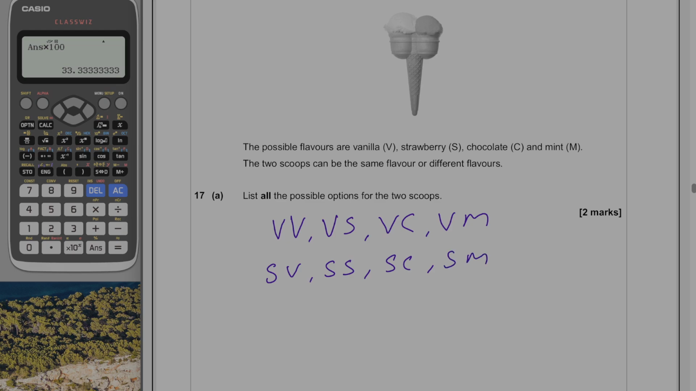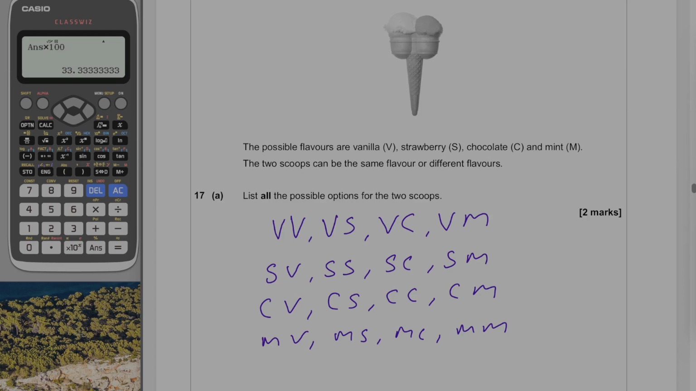Then C and a V, C and an S, C and a C, and then C and an M. And then my final ones are all starting with mint: M and a V, M and an S, M and a C, M and an M. So that's the listing. And just again, the 2 scoops can be the same flavour or different flavour. So VV is allowed, SS is allowed.